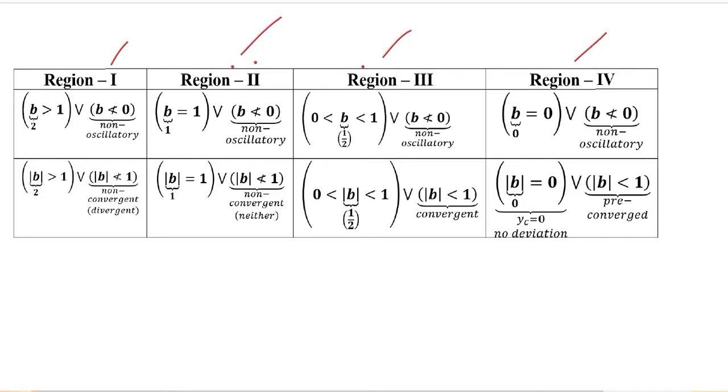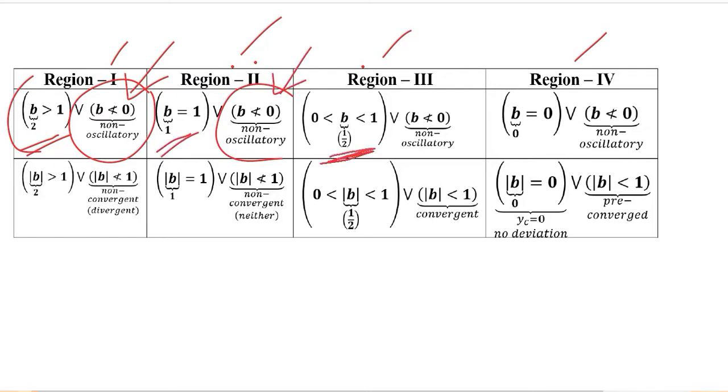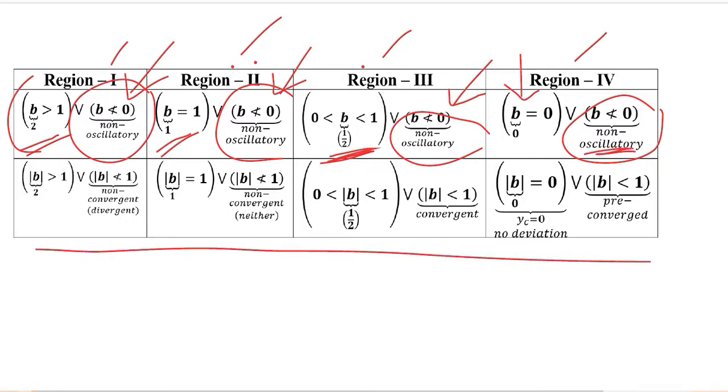In region 1, b was 2, which was greater than 1, and in other words it was non-oscillatory because it was not less than 0. Again, b less than 0, non-oscillatory when it was 1. When b was a fraction, it was still not less than 0, so it was non-oscillatory. When b was 0, it was still not less than 0, it was still not negative, therefore it was non-oscillatory. And in the second row we observe the convergence.